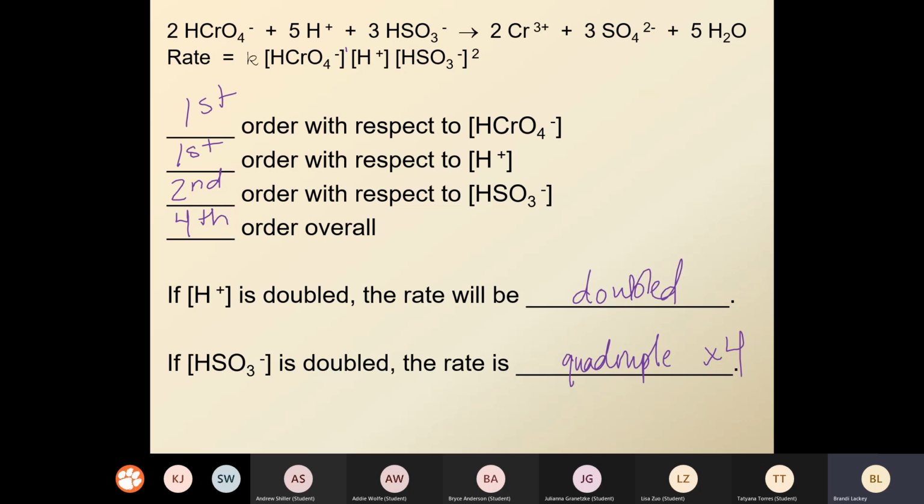Oh, I just saw that there's a question in the chat. Sorry, I didn't have it pulled up. Okay, still some confusion on the units.